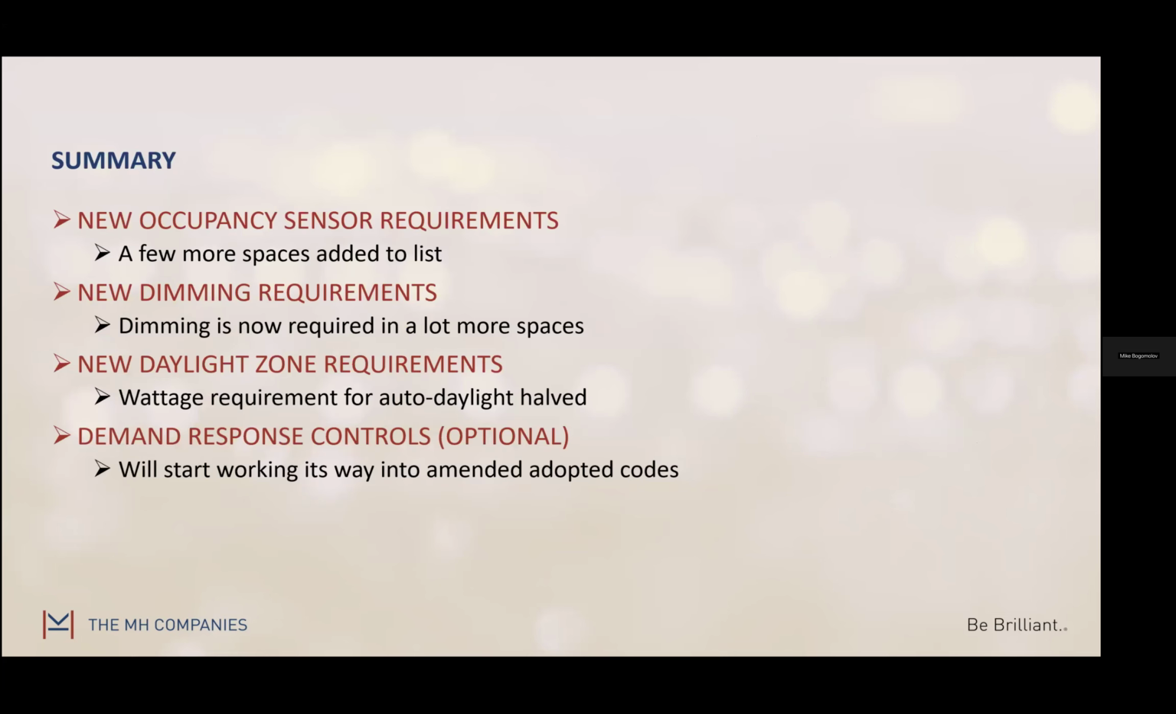So again, summary: new occupancy sensor requirements, they simply added a few more spaces. New dimming requirements, brand new to the code, and now there are a lot more spaces that are defined to have manual dimming requirements. New daylight zones, where the wattage requirement to have a daylight zone has been halved. And then the demand response controls, we'll see where that rolls and see who ends up adopting it.